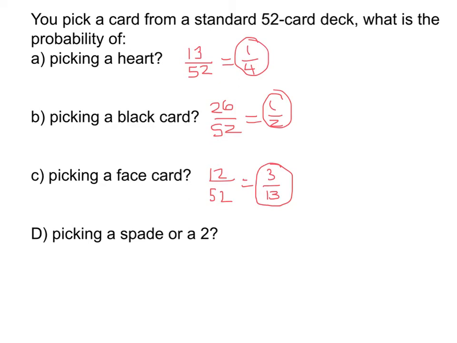Okay, now let's look at the last one, which is a little bit more complicated. We want to know what is the probability of picking a spade or a 2. Well, again, the denominator is 52. But let's think about this. Picking a spade or a 2.